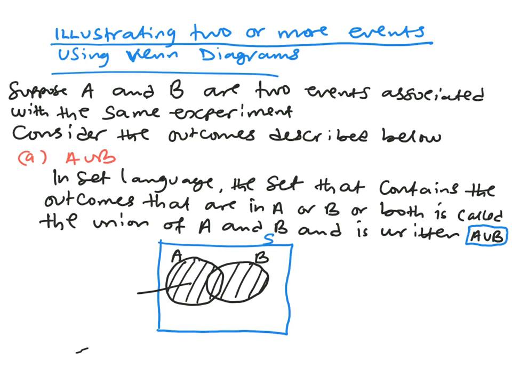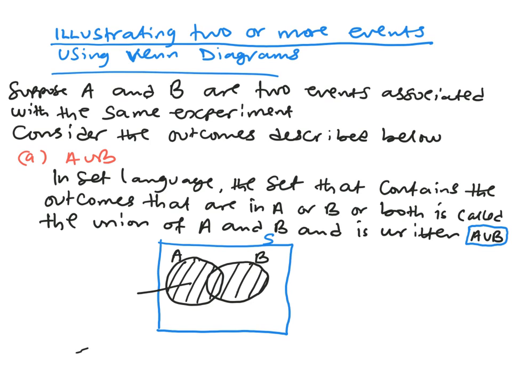Today we want to talk about two or more events associated with the same experiment, and how you illustrate them. Suppose A and B are two events associated with the same experiment. We want to consider the outcomes described below. The first one is A union B.